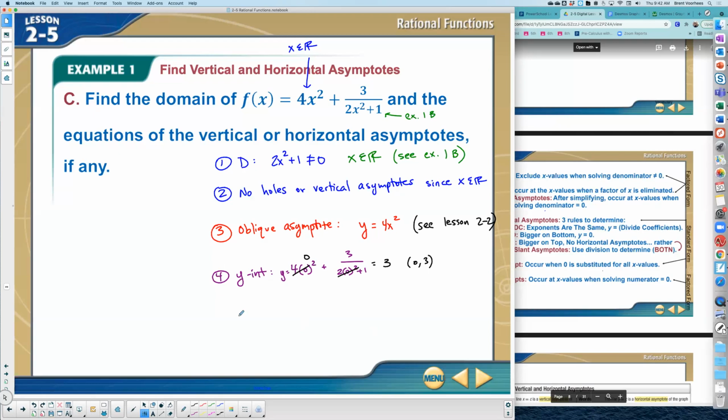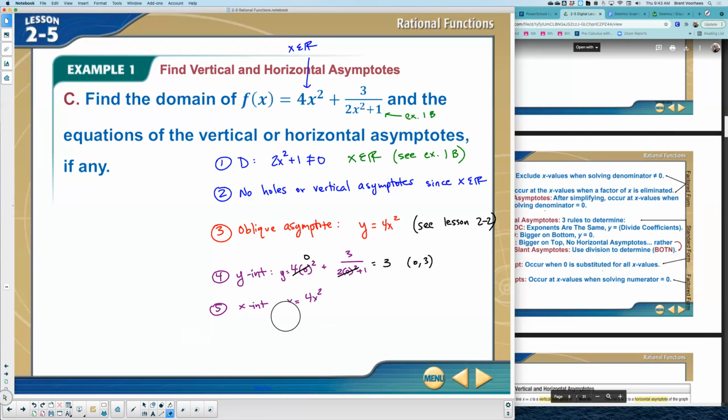And then finally, the 5th thing, the x-intercept. How do you find an x-intercept? You set the numerator equal to 0. And so you might be going, okay, I don't know what to do here when there's 2 things. Well, set it like this. Basically, can 3 ever equal 0? No, that's impossible. But can this part equal 0? Yes. To find your x-intercept, 4x squared equals 0. There we go. And you would solve that.